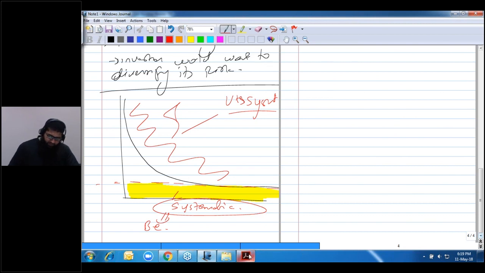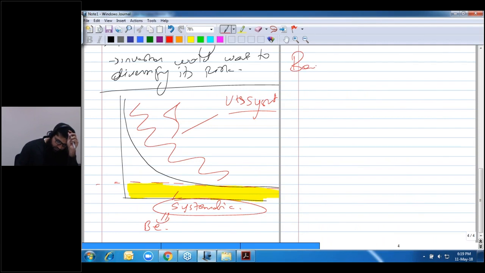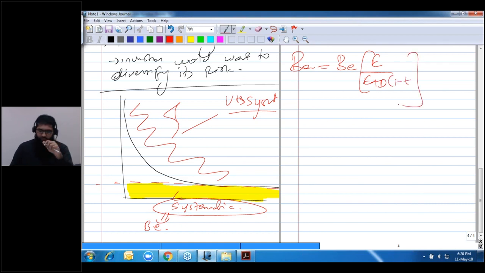So if the question's requirement is about how business risk and financial risk are related, they are related through this formula: asset beta is equivalent to equity beta multiplied by E upon E plus D(1 minus T), plus debt beta multiplied by D(1 minus T) divided by E plus D(1 minus T). So generally, that's how the asset beta is: equity beta into E upon E plus D(1 minus T), plus debt beta into D(1 minus T) over E plus D(1 minus T). So that's how generally the relationship is.